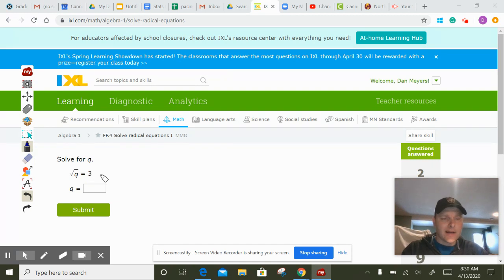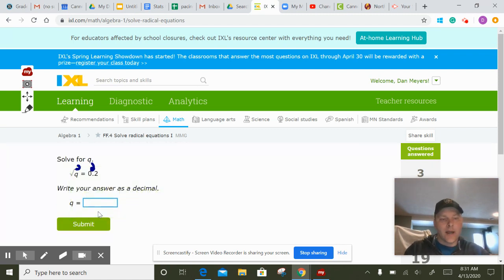All right, the square root of 9 equals 3. We're going to do the second power of both sides. Second power, second power. 3 to the second power is 9. And I think I know that one. Boom. Okay. 0.2 to the second power.